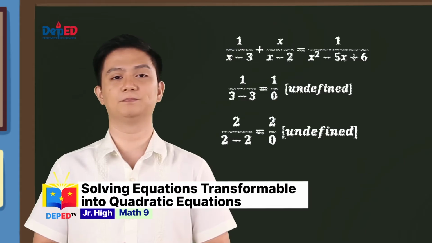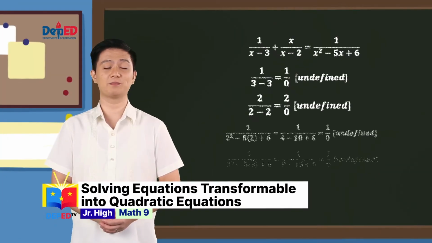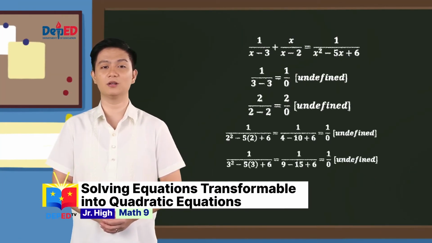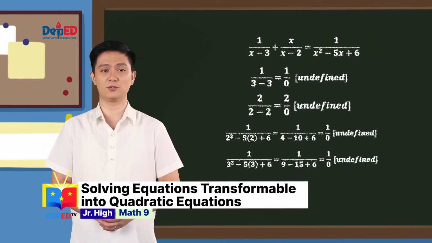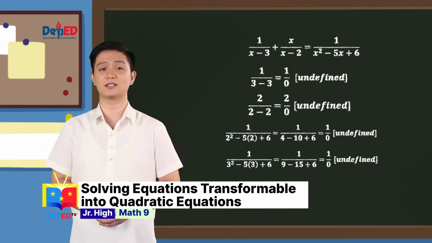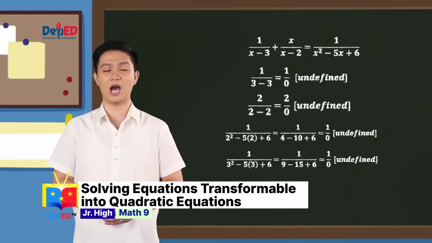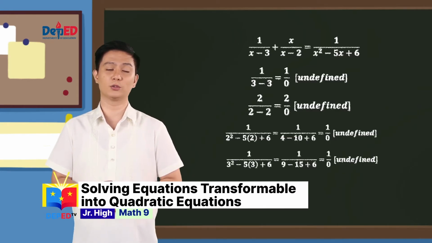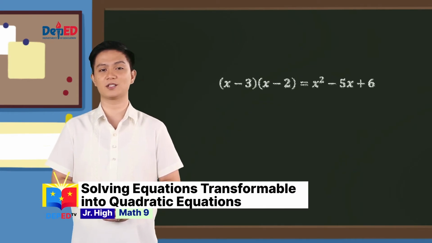be undefined. The trinomial x squared minus 5x plus 6 is equal to the product of the binomials x minus 3 and x minus 2. And so, it will be equal to 0 when x is 2 or when x is 3, making the expression 1 over the trinomial x squared minus 5x plus 6 undefined. So, we go to step 1 now to solve the equation.